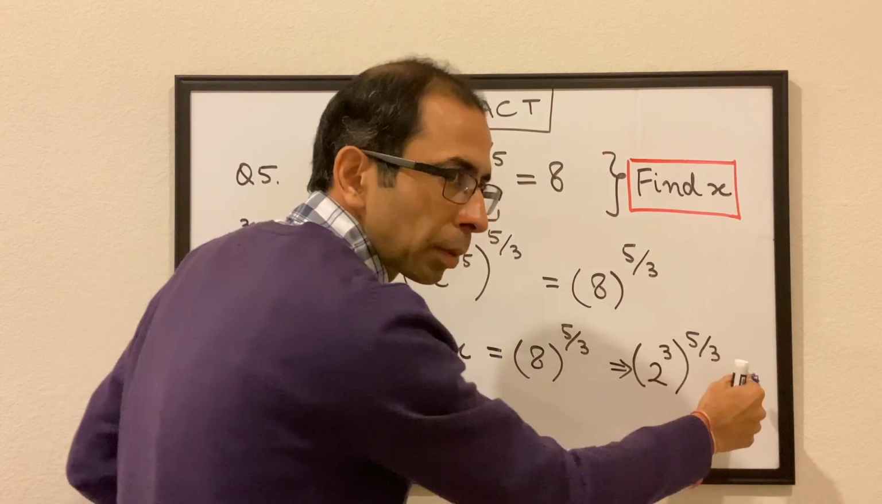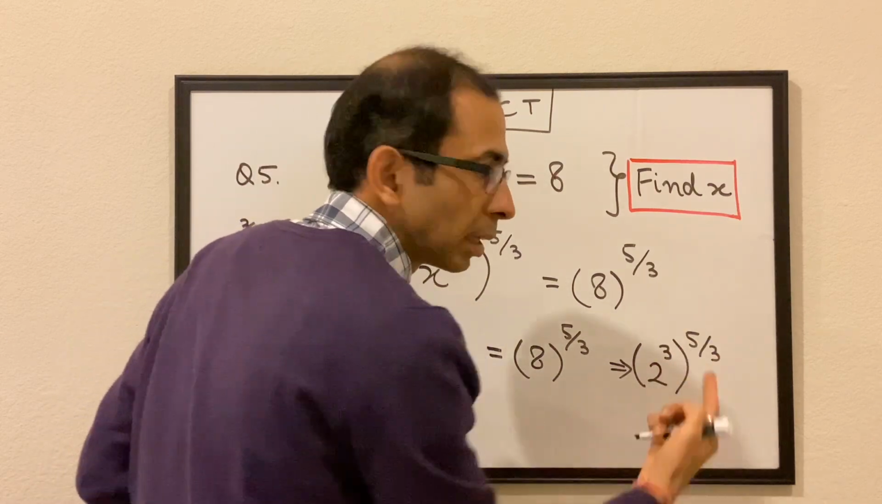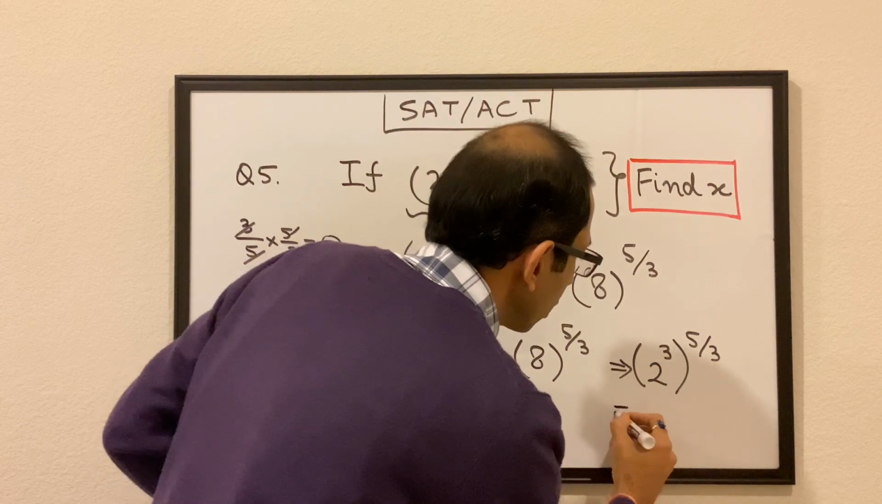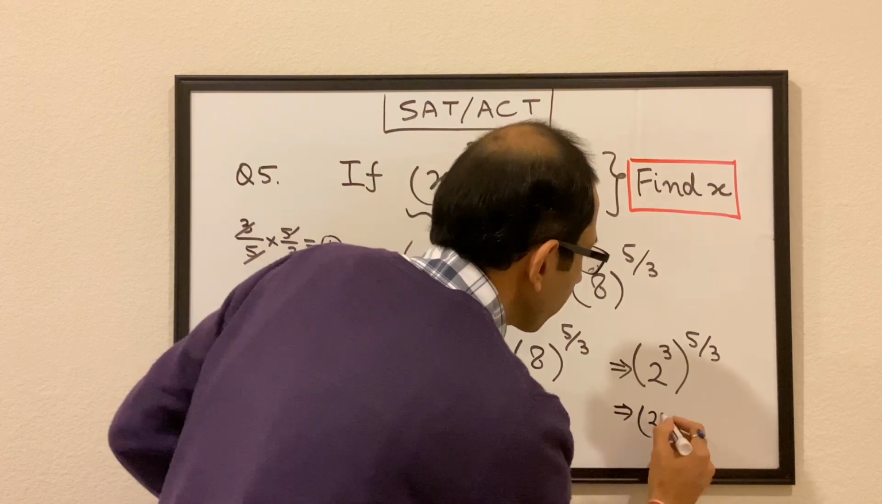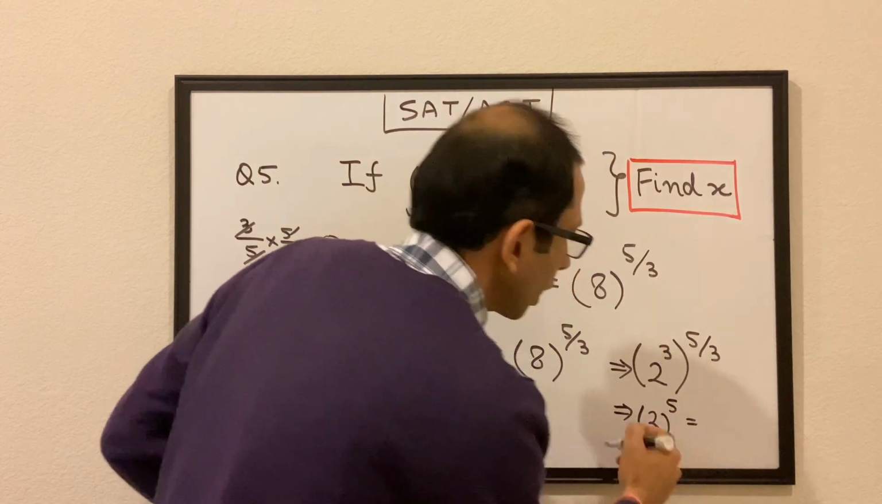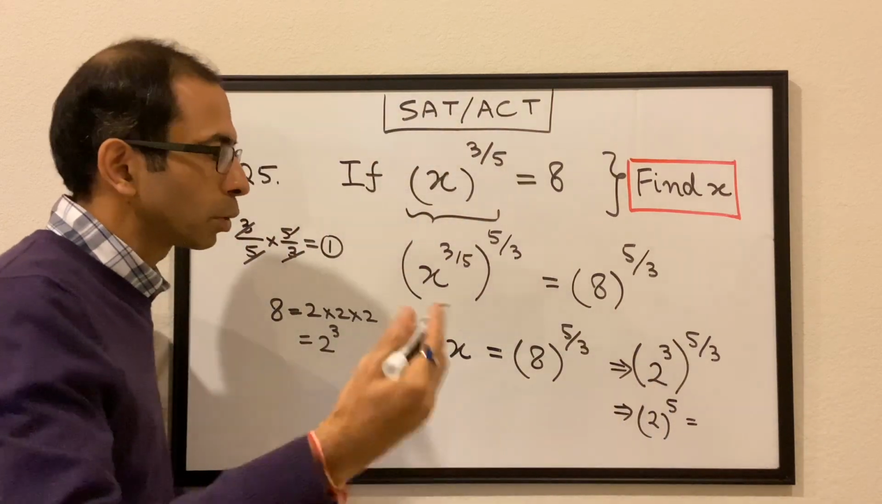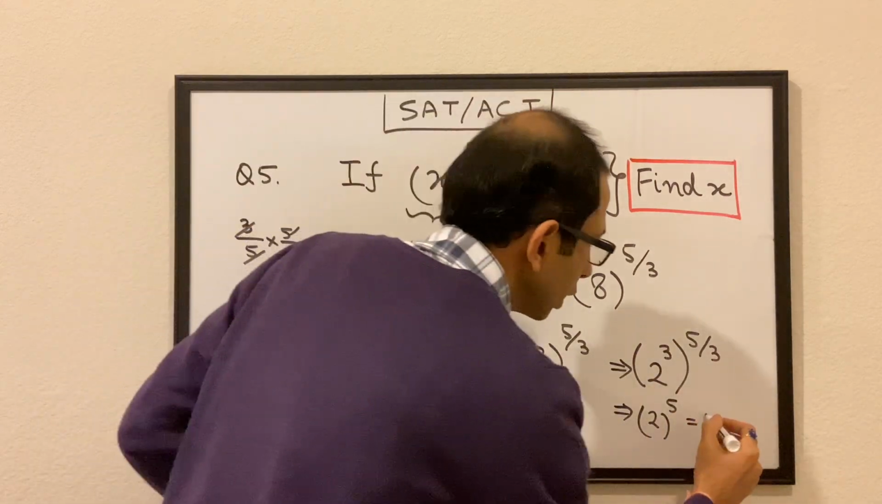Now the powers get multiplied. So 3 times 5 by 3 is nothing but 5. So this will be 2 to the power of 5. And what is 2 to the power of 5? 2 times 2 times 2 times 2 times 2, which is equal to 32.